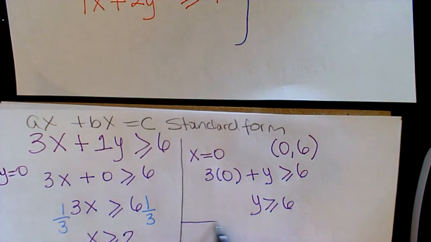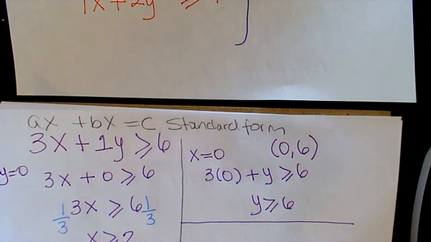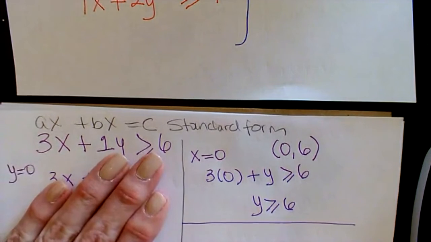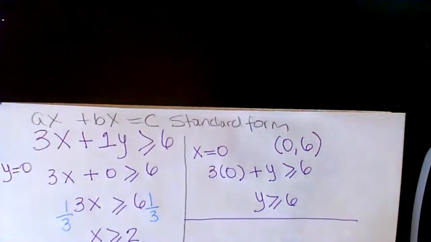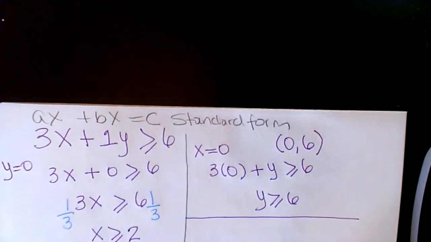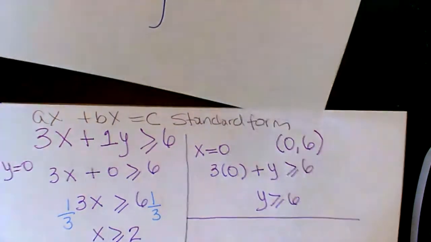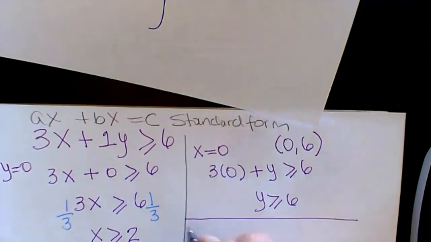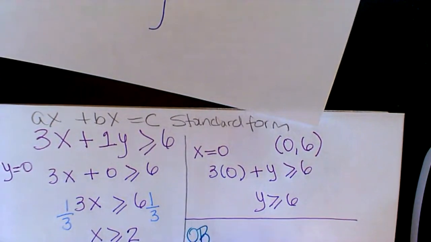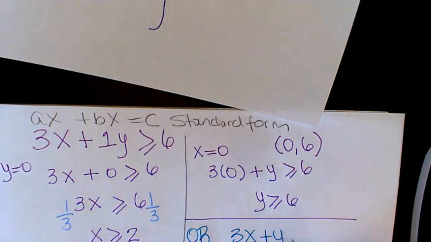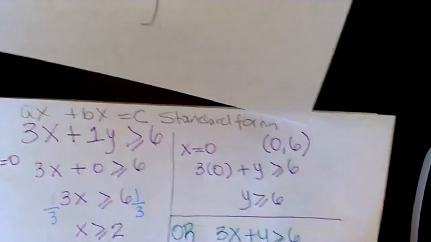This is one way to do it. We have 2 points here already, all right? Another way to do it, which is the one that I would have done right away, just because I like that way better, but it doesn't mean that it's not easy to do it this way. This is what we have, 3x plus y greater than 6, right?